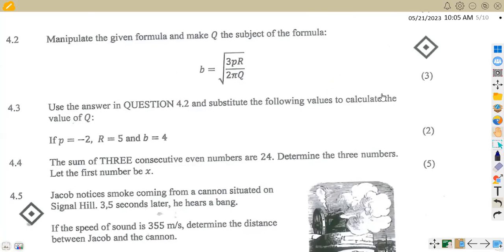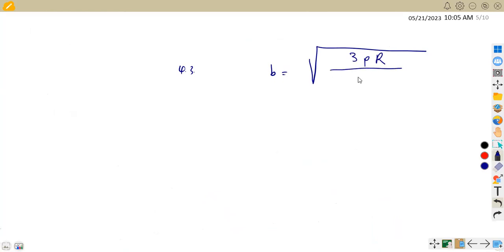All right, so let me just rewrite my question here so that we can have the solution. So we were given on 4.2 that B is equal to the square root of 3pr over 2 pi q, like this. Okay, so this is what we are given, and we are asked to make Q the subject from this.